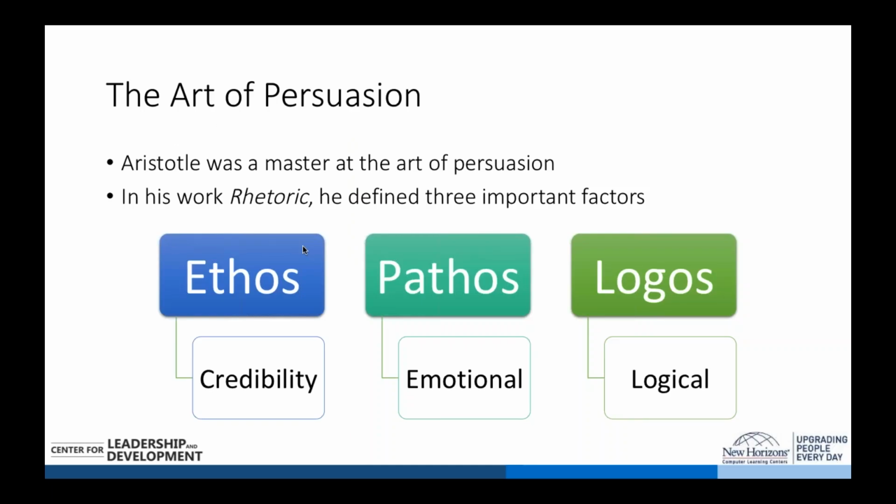So we've talked about influence, and one of the things that we look at when we talk about influence is persuasion. How do you persuade your team to do the things that you need them to do? So we're going to go way back in history and talk about the art of persuasion and look at Aristotle, who was arguably a master at the art of persuasion. And in his work, he defined three important factors for persuasion: ethos, pathos, and logos. So credibility, emotions, and logic. And we'll walk through these one at a time.